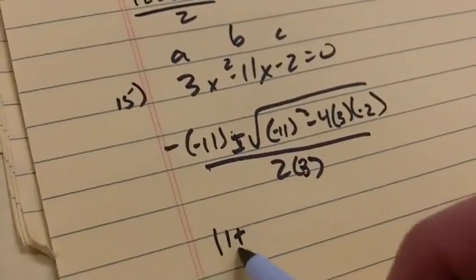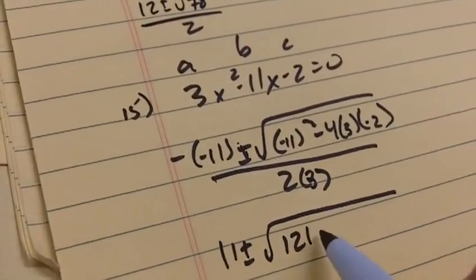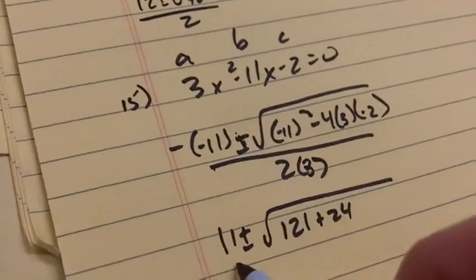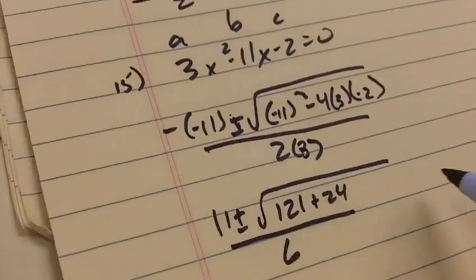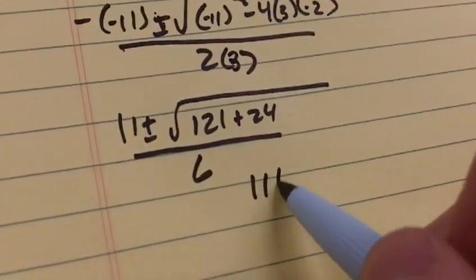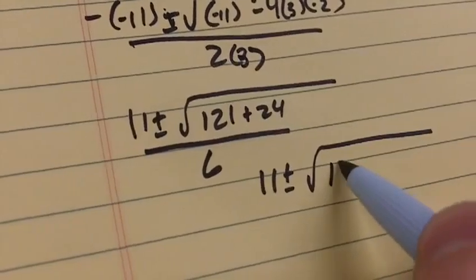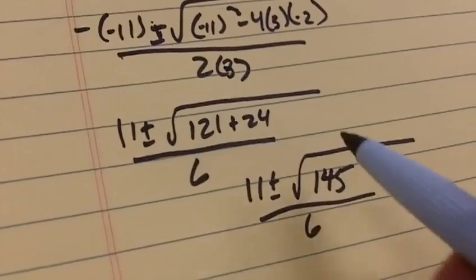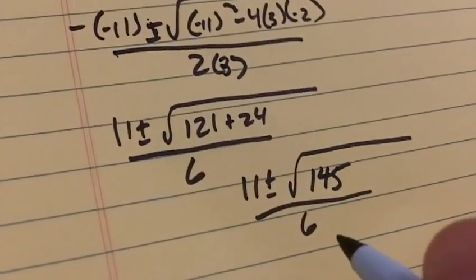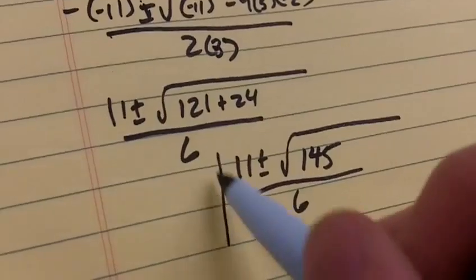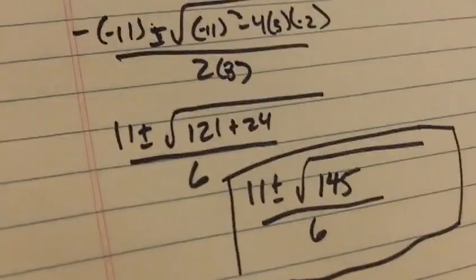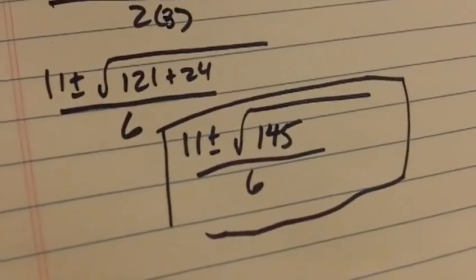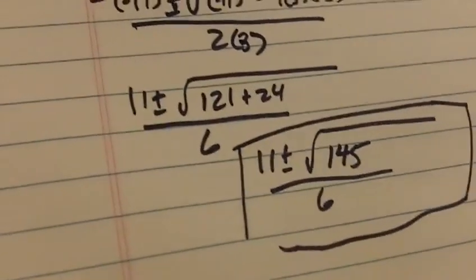We're going to get 11 plus or minus the square root of 121. Negative 4 times 3 is negative 12 times negative 2 is positive 24. All over 2 times 3 is 6. We're going to get 11 plus or minus the square root of 145 over 6. 145 doesn't have any perfect squares in it, so we're going to leave the answer as 11 plus or minus radical 145 over 6. But if you could take a square root, you would. Unfortunately, we can't. In the back of the book, they're going to leave that as a decimal, so the answer will be a decimal in the back of the book. But it should be the same.